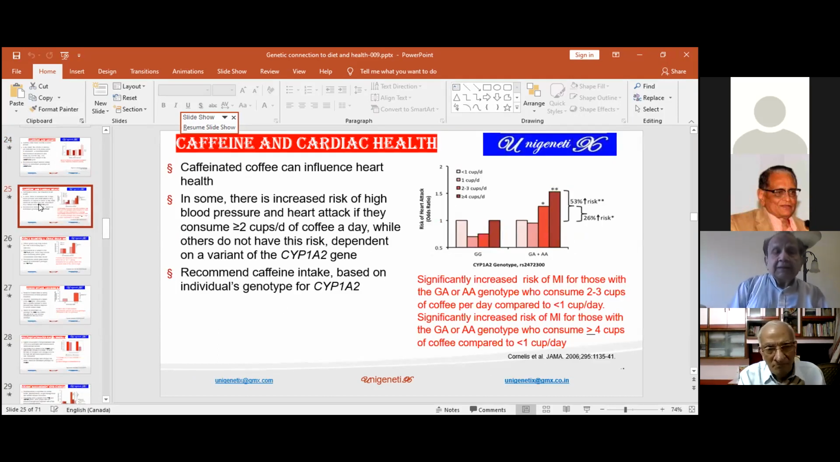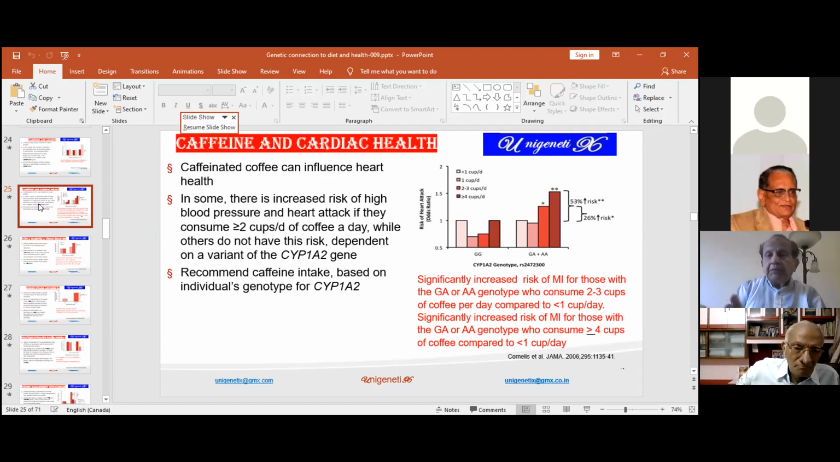Caffeine and cardiac health. Now there, it's interesting to see that in the GG genotype, 2-3 cups a day are actually beneficial compared to 1 cup a day. But in the GA or AA genotype, 2 to 3 cups a day are harmful. And even more than 4 cups is okay in the GG genotype. But in the GA and AA genotype, the risk goes up.